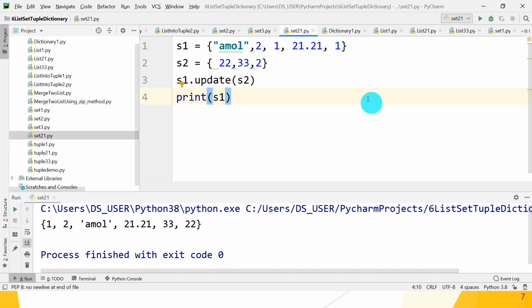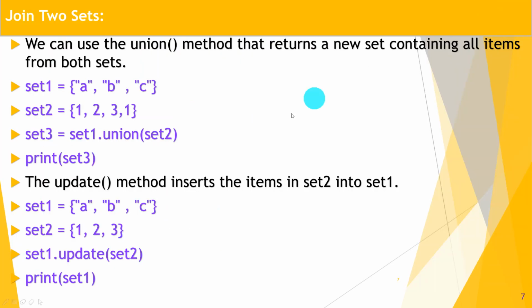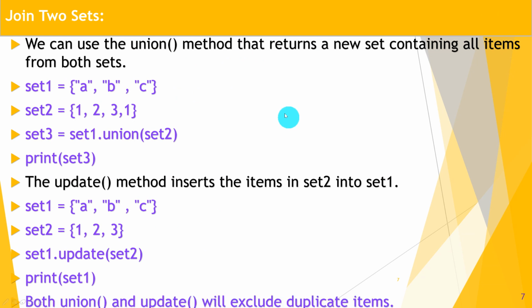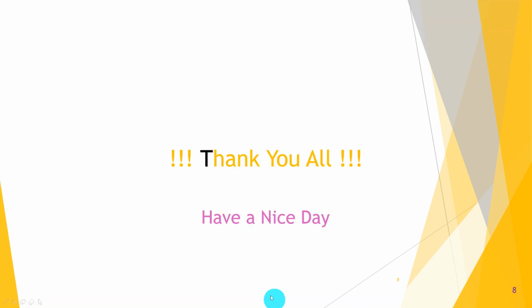Also using union method we can join the two sets, but the difference is that in union method we can store the union of two sets into a third set. In update method we can store it into one of the sets, that is the calling set. Great, hope you understand. Let's move to the next point. Both union and update will exclude the duplicate items.